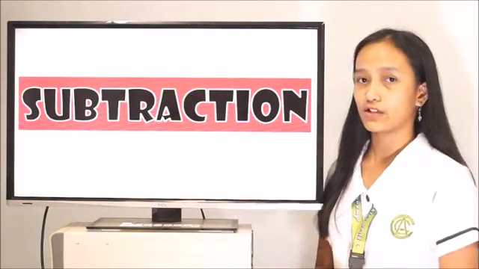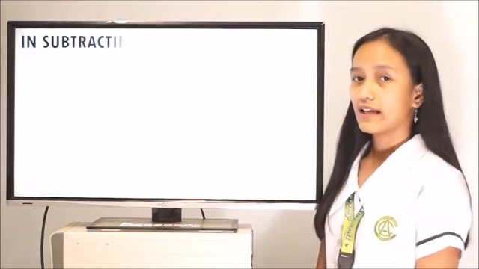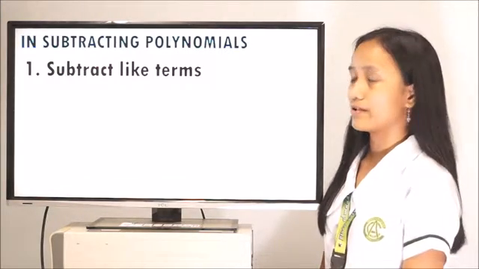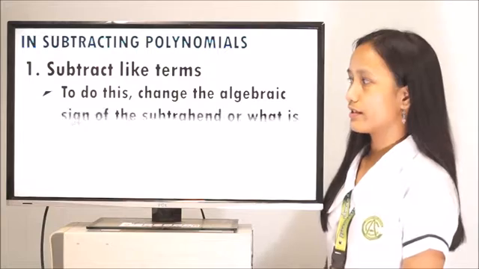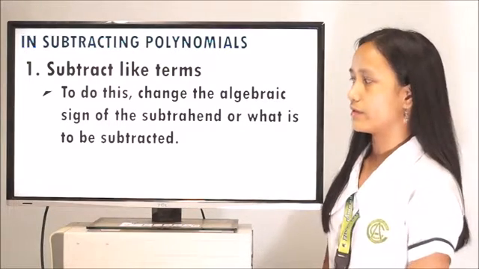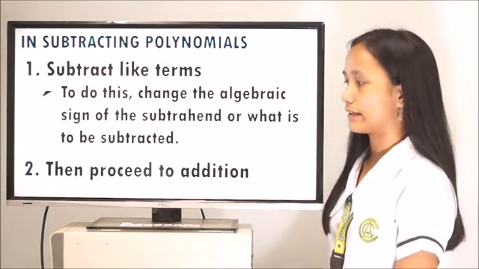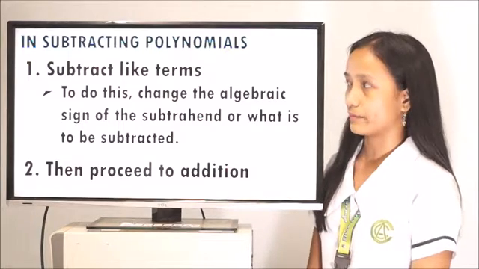The second operation is subtraction. In subtracting polynomials, we subtract like terms. To do this, we change the algebraic sign of the subtrahend, or what is to be subtracted. Then we proceed to addition.